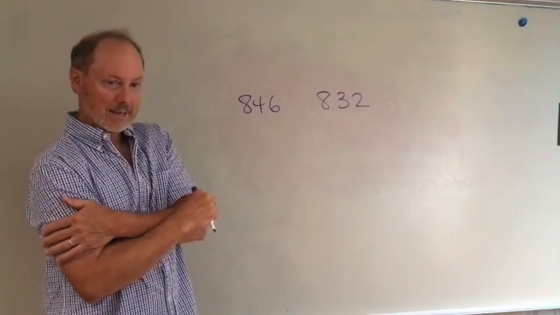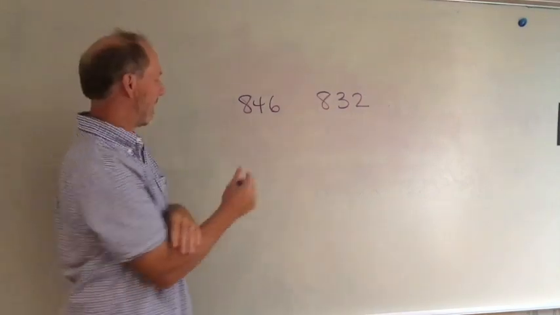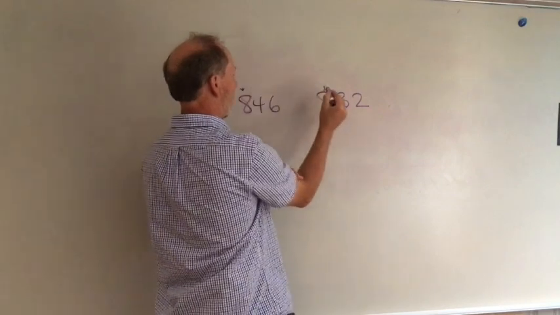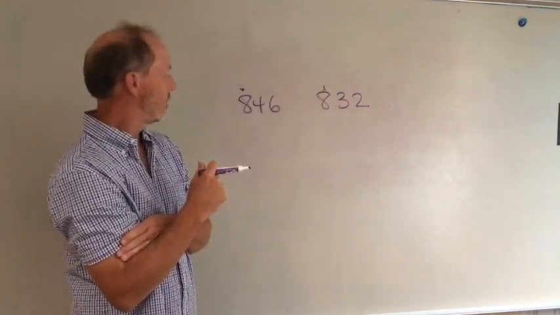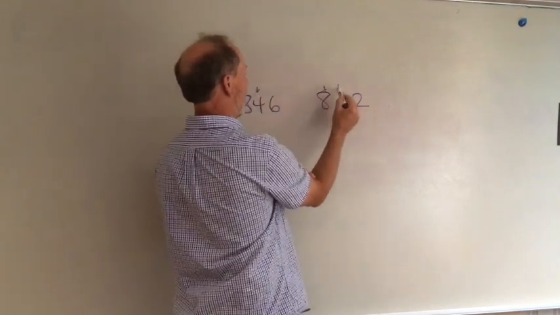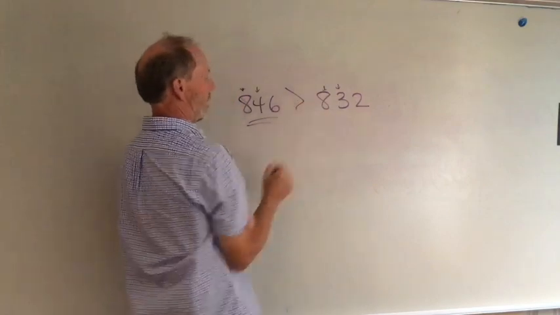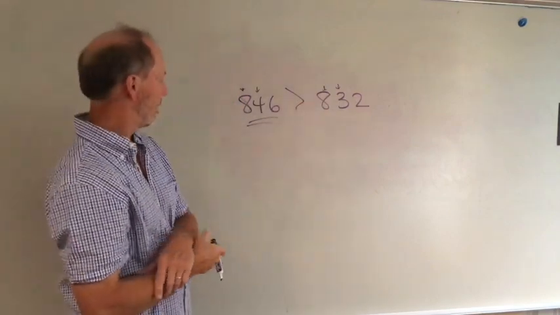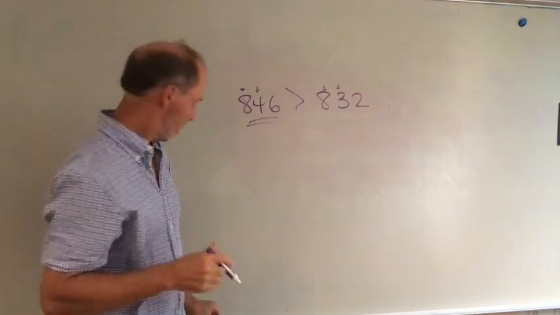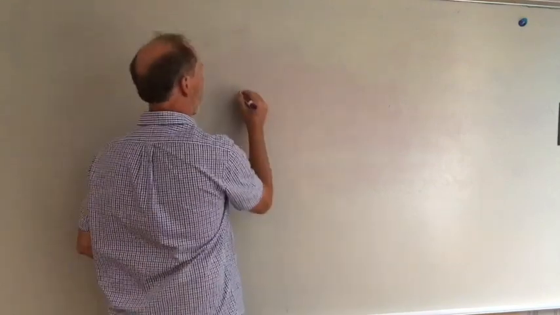So, if we go head to head, we start at the highest place value. It's 800 to 800. So far, it's a tie between these two numbers. It's a tie. 40 to 30. He wins. He is greater than he is, or she is. She's greater than he is. So far, so good? So, let's try it again with a different set of numbers.